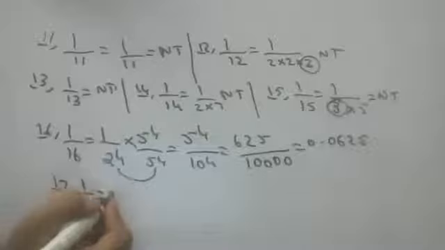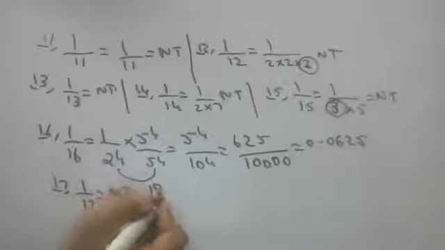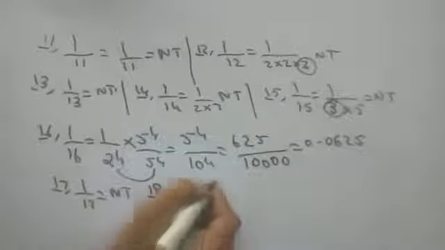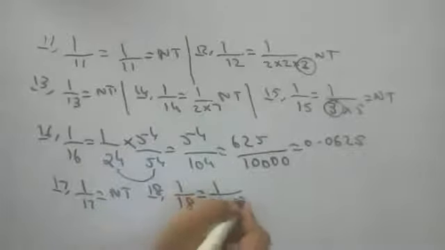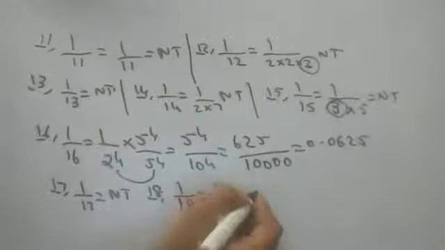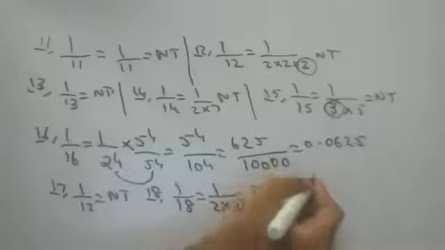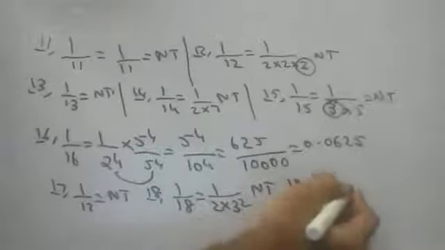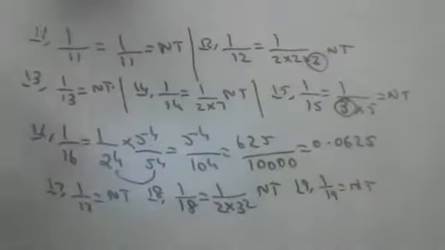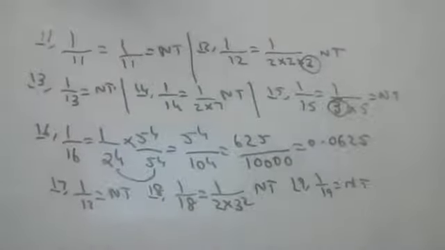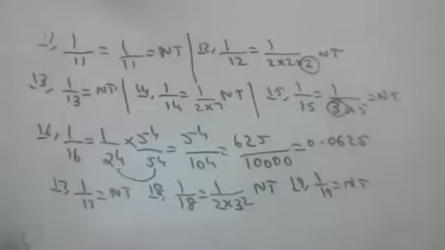Okay, 17 non-terminating, waste of discussion also. 1 by 18, 18 prime factorization 2 into 3 square, which has a 3, so non-terminating. Okay, 1 by 19 is non-terminating. Okay, so children, 19 sums I told till now. You are able to understand, children?